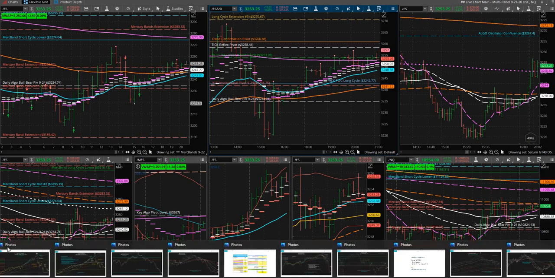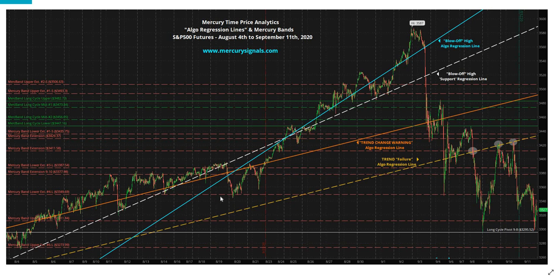I wanted to start looking at the bigger picture. This is about as ugly a chart as you'll ever find. One of the things we're most proud of is our Mercury time price analytics algorithmic regression lines. Now, first, let me share with you what an algo regression line is, if this is the first time you're watching one of our videos or the first time you've heard this term. Just about every standard chart package has something called regression lines, and I have no idea what they're supposed to do or what the metric is behind it. So we're not talking about the canned regression lines that you get in your brokerage trading platform.